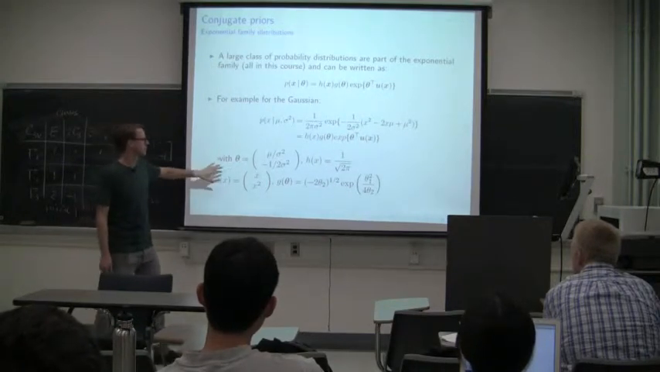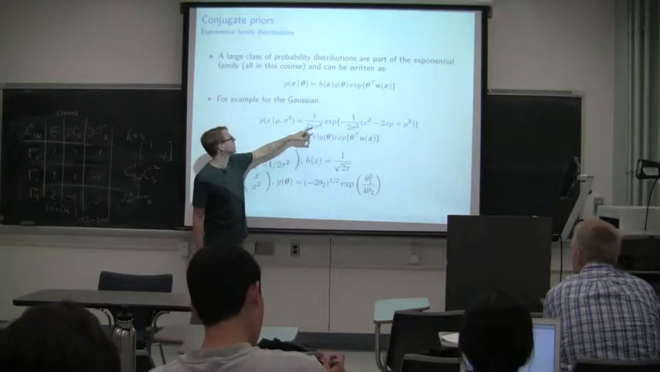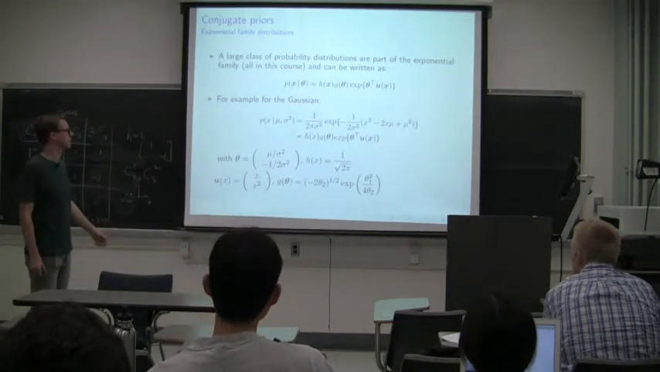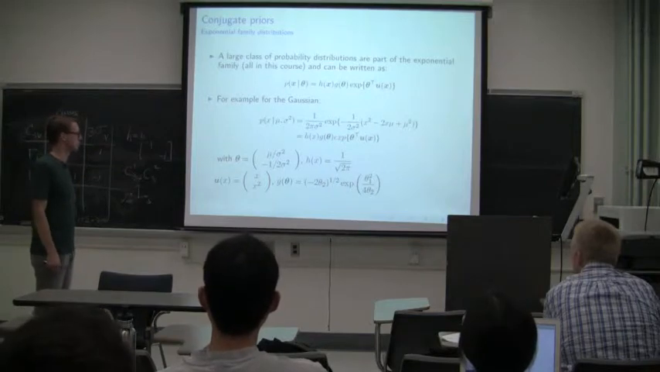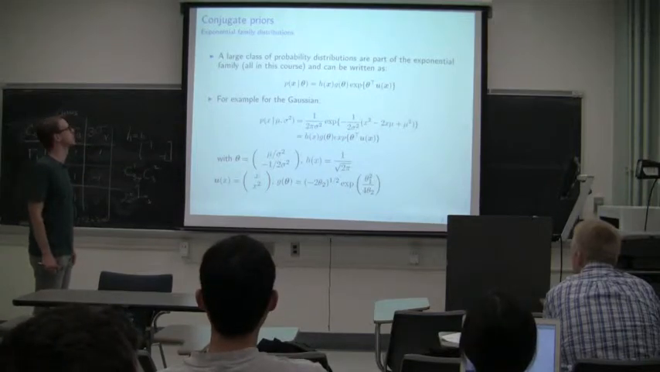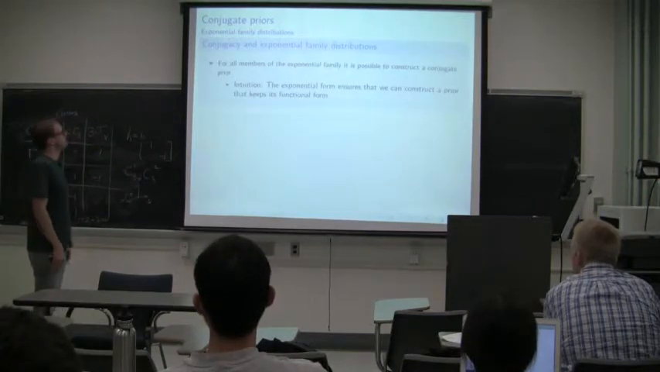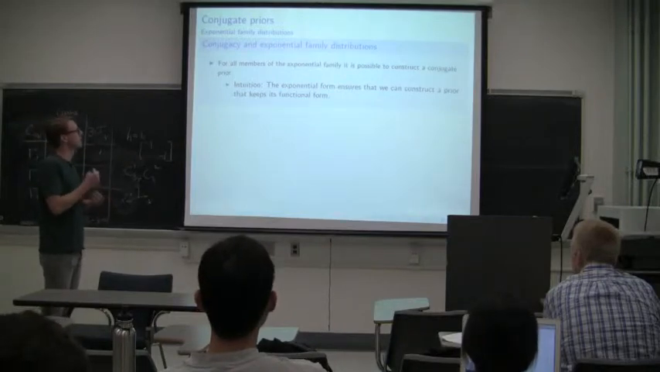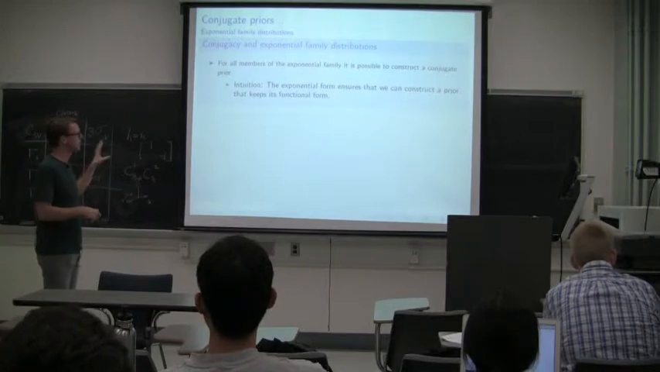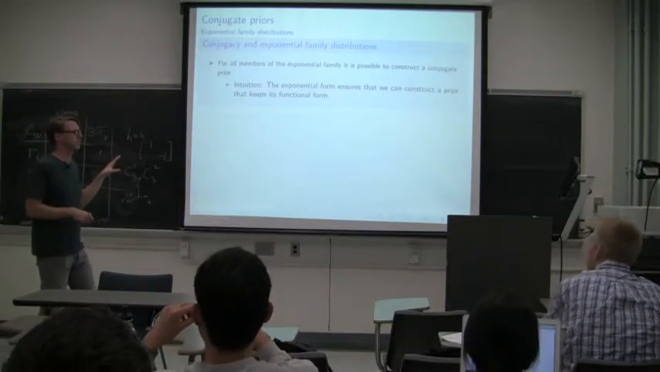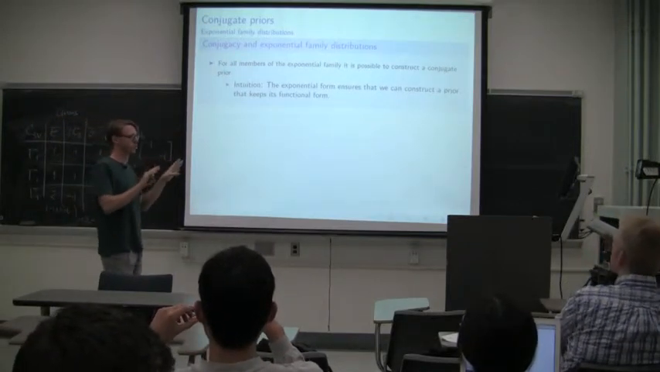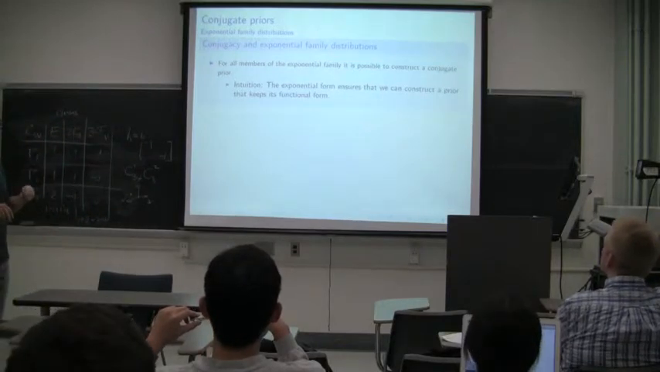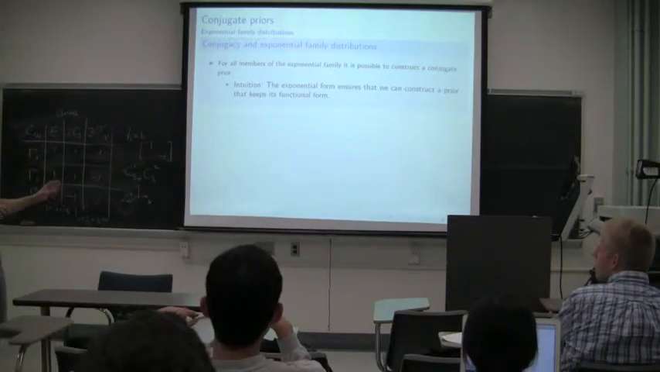Well, plug that in, we get something that looks like that form for the Gaussian. So that shows that the Gaussian is a member of the exponential family. So as long as we always choose distributions that belong to the exponential family, we can also find a conjugate prior for it. That's what it means.